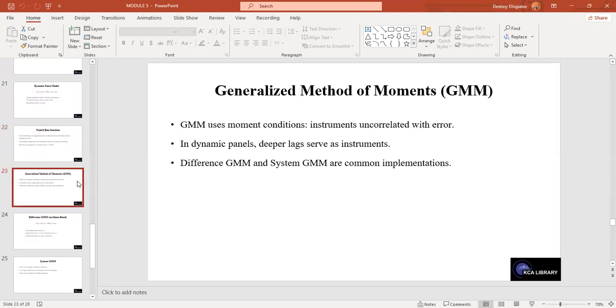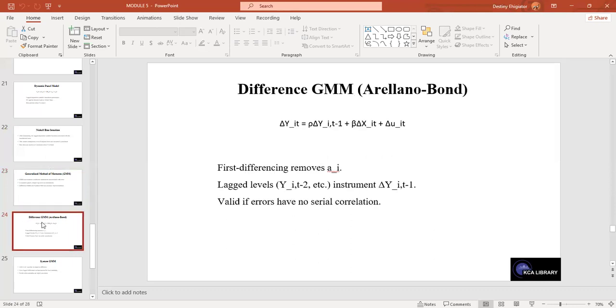Generalized method of moments, GMM. GMM uses moment conditions, that is, instruments uncorrelated with the error. In dynamic panels, deeper lags serve as instruments. Difference GMM and system GMM are common implementations of this.